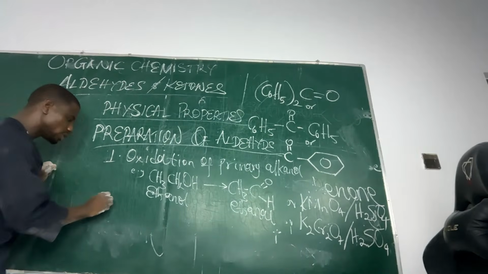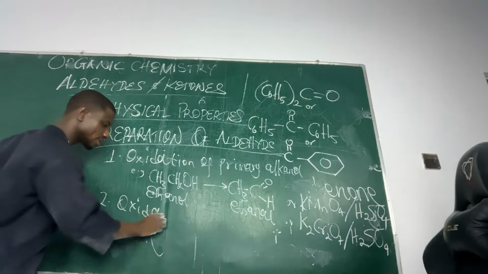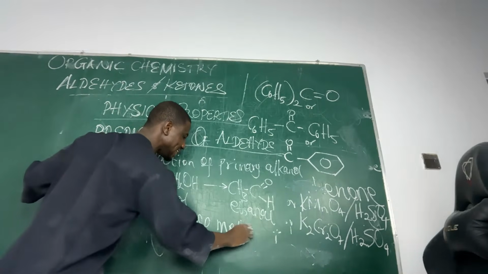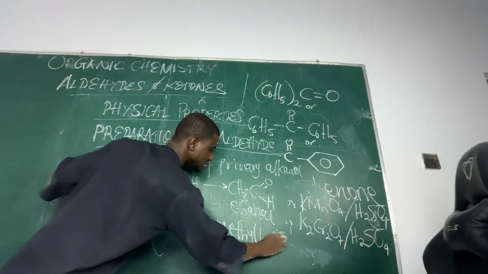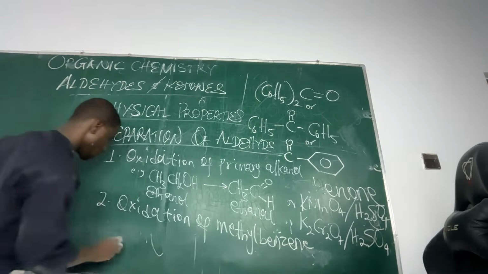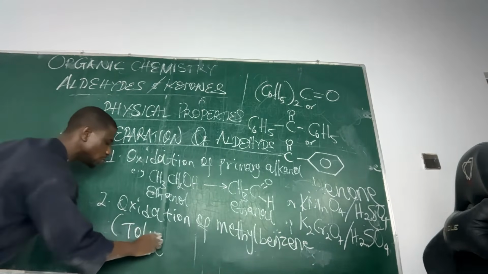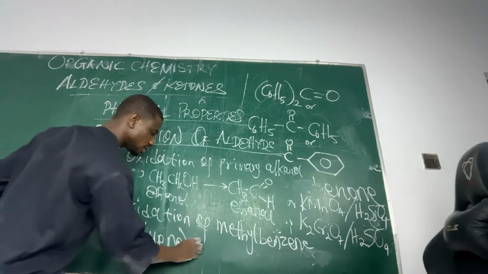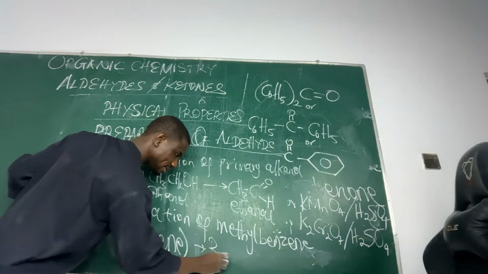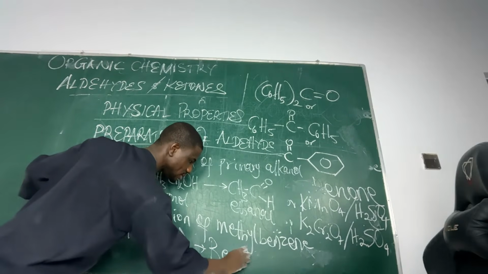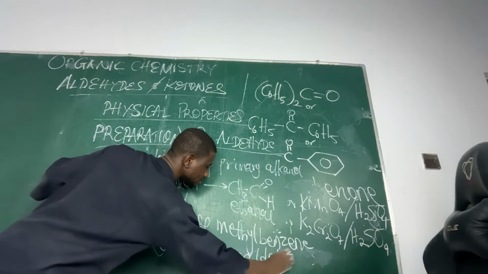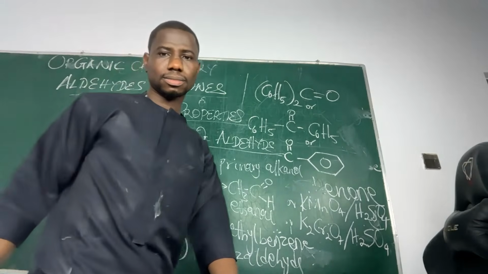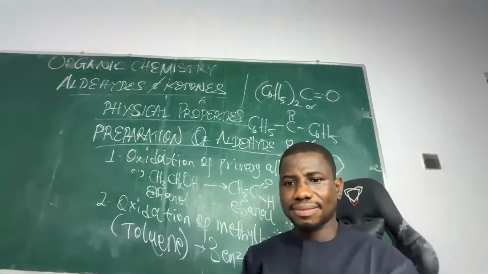Now, the second method is by oxidation of methylbenzene. Instead you call it methylbenzene, or you call it toluene. It will give us benzaldehyde.